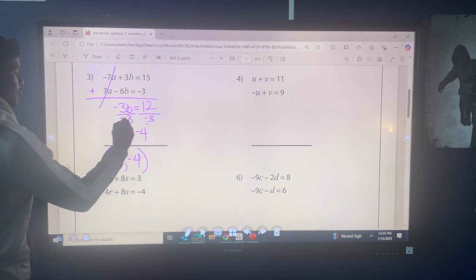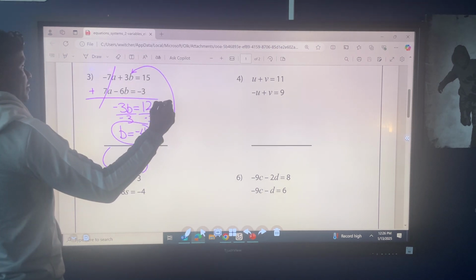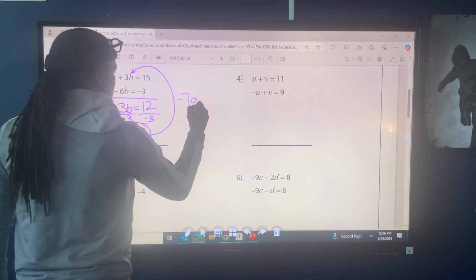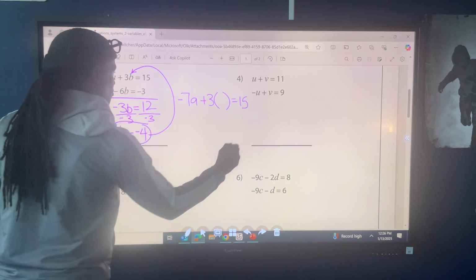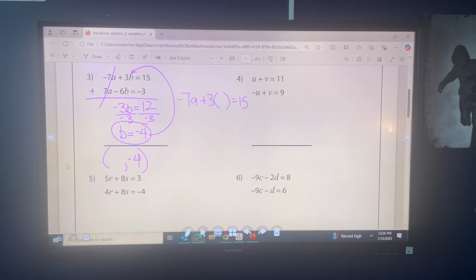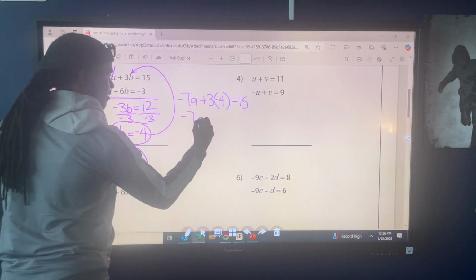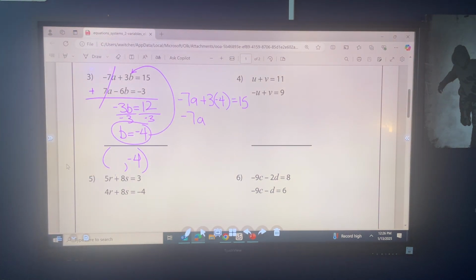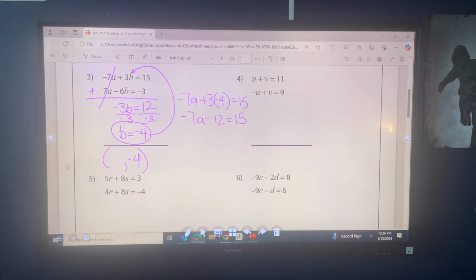Now we got to take this B and plug it back in. Which one are we going to plug it into, the top equation or the bottom? Top. You want to plug it into the top. So take that, plug it into the top. And yes, you have to show your work. This becomes negative 7A plus 3 times what's the new B? Negative 4. So now this becomes negative 7A, 3 times negative 4, negative 12, equals 15. Then do what?